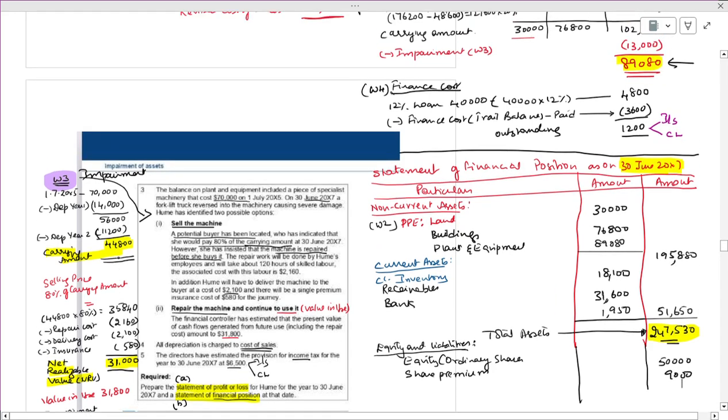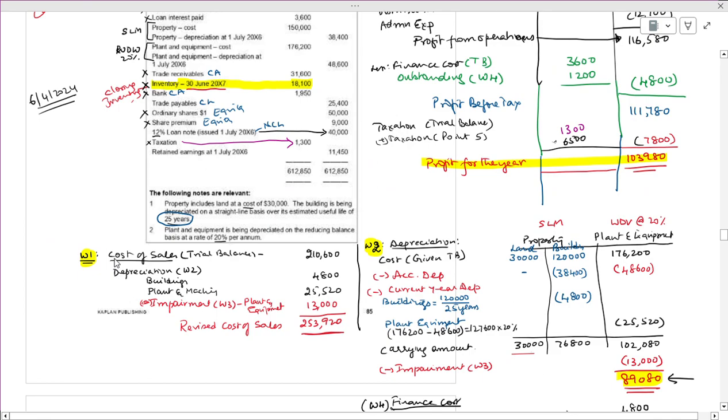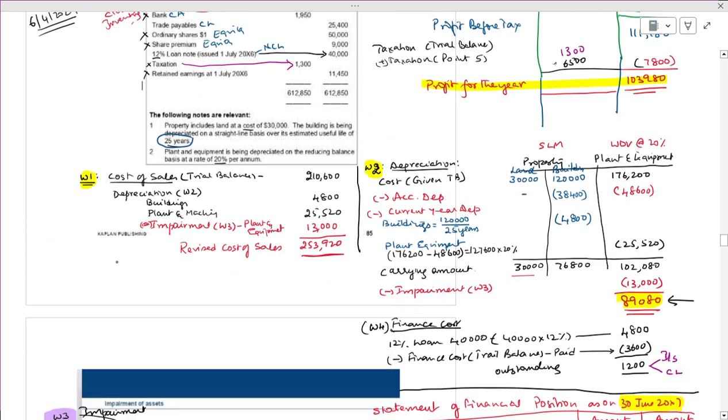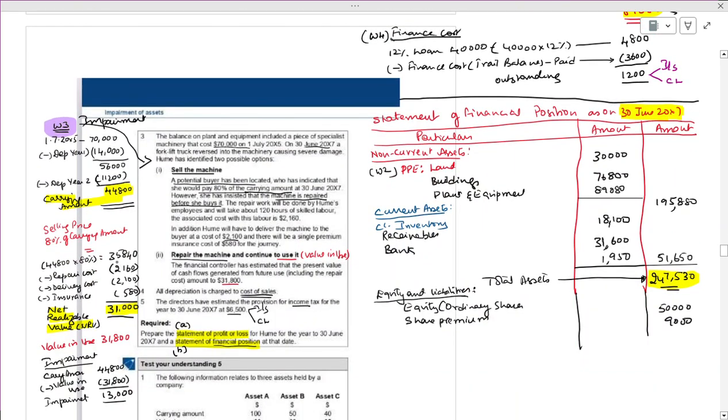Next, retained earnings. How much is there? 11,450. Is it right? 11,450. Write everything separately. Retained earnings. How much? 11,450.